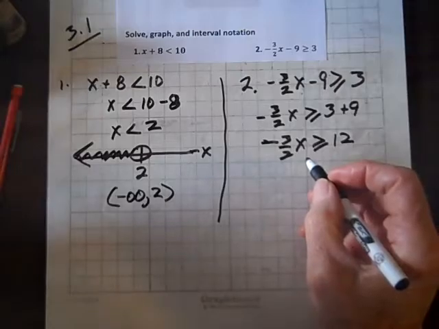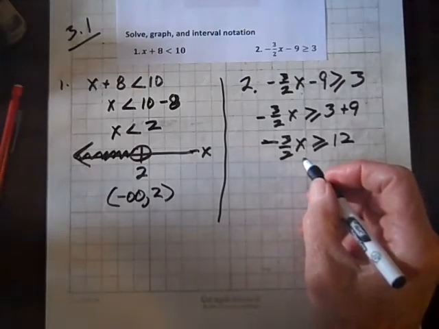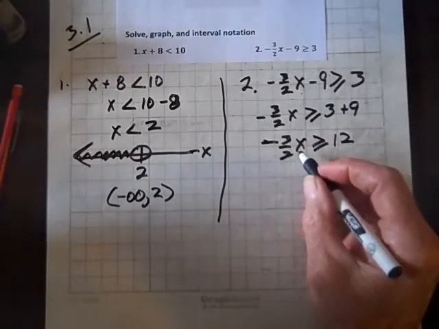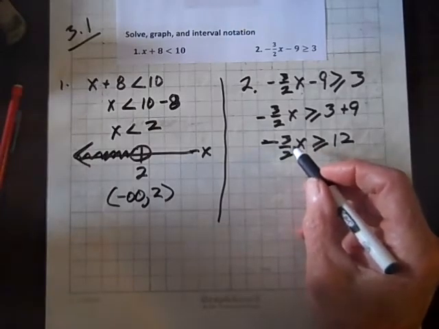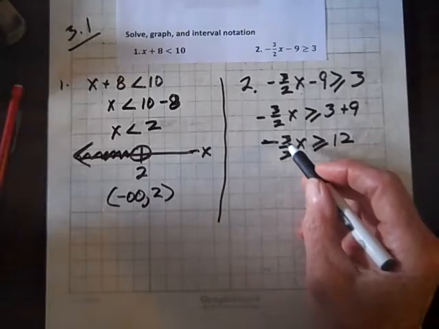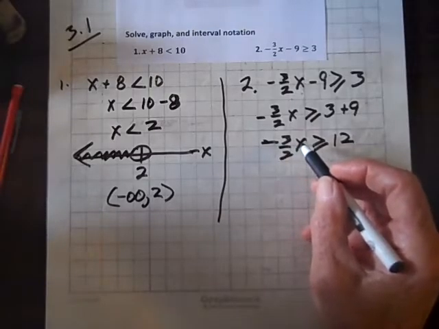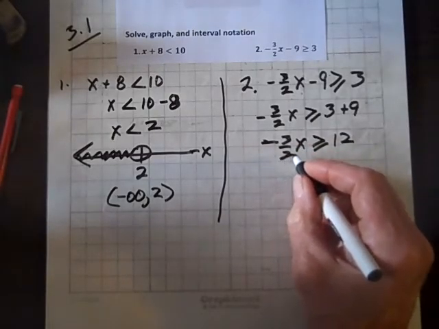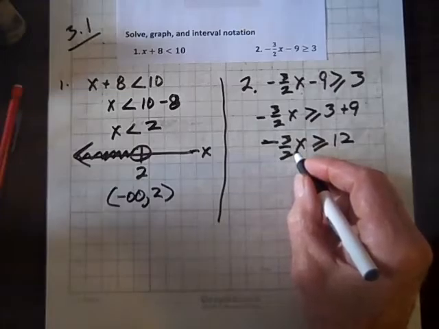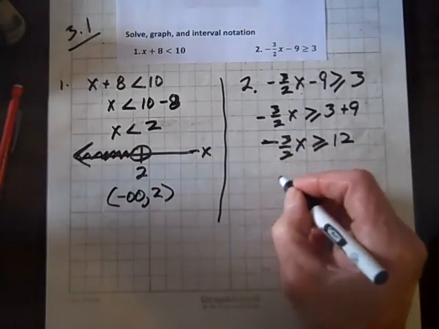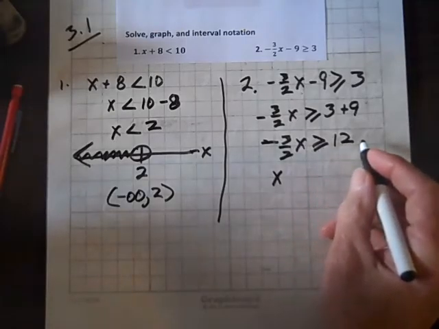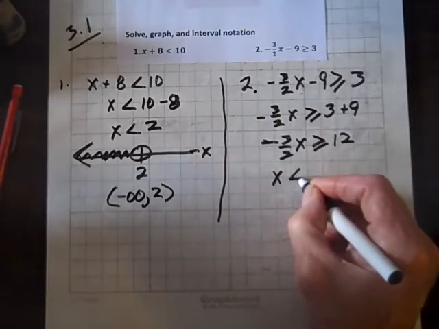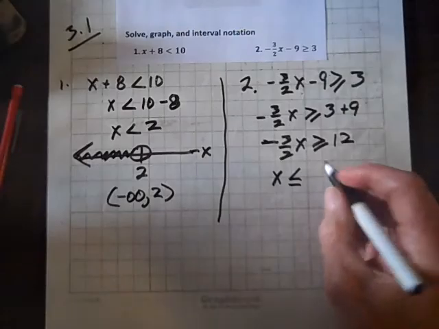Now we need to isolate x. So to do that, we'll multiply through by the reciprocal of negative 3/2, which is negative 2/3. And if we multiply this side by negative 2/3, the product of reciprocals is 1, and we're left with x. But we just multiplied through by a negative, so we have to flip that inequality.